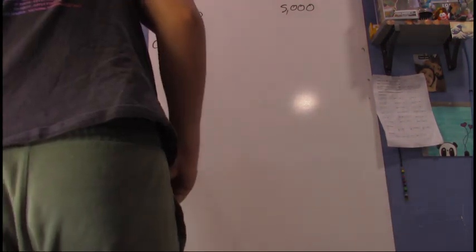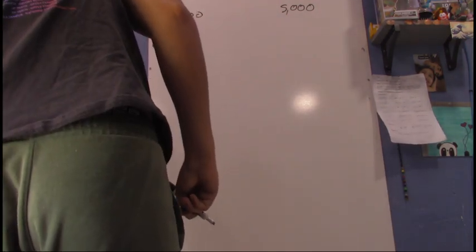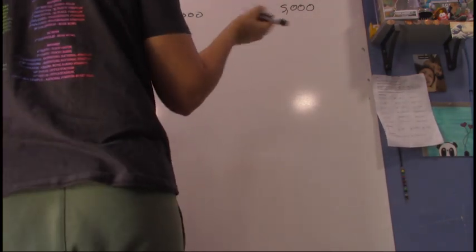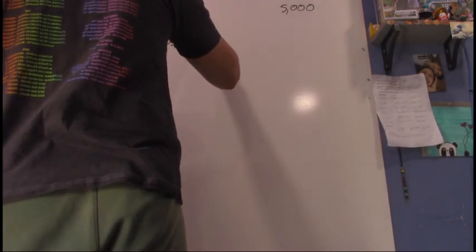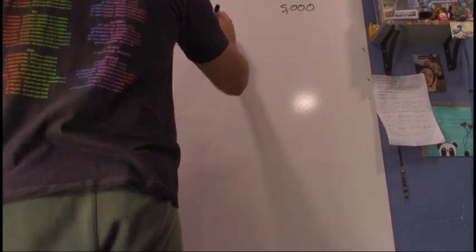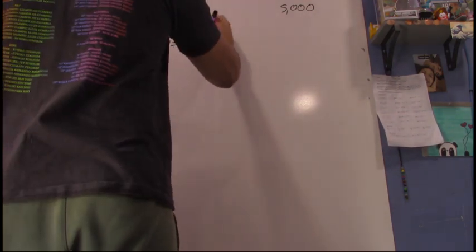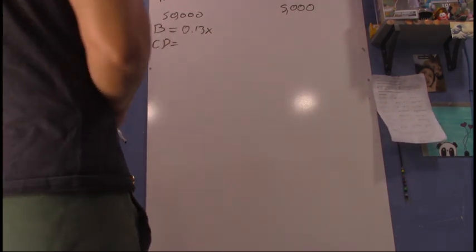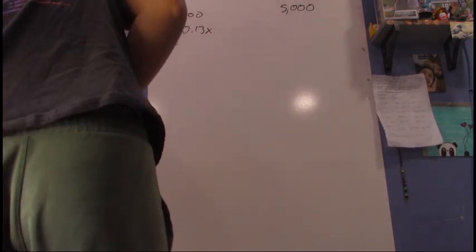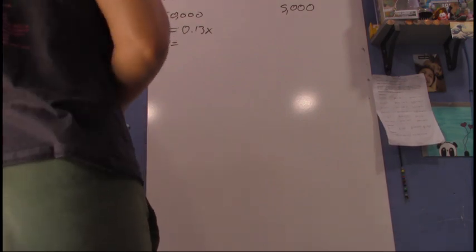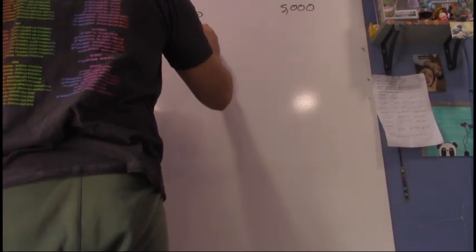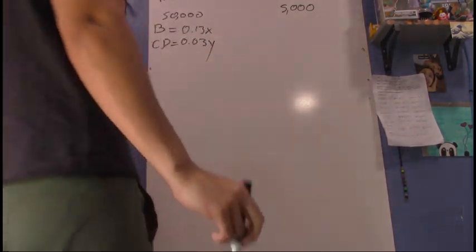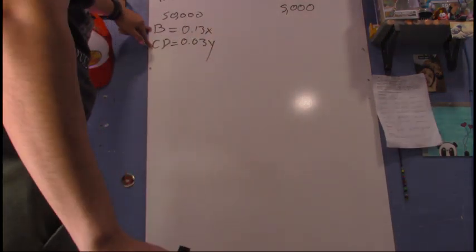The B-rated bonds, I believe it said that it gets an annual return of 13%, meaning if you convert that into a decimal, you just divide by 100. 13 over 100 is 0.13, and we're going to assign that a variable x. The CDs offer a lower rate of return, 3% per year. Divide that by 100, we get 0.03. We have to give it a different variable. We're going to call it y, just so that we could have distinction between the two investments.